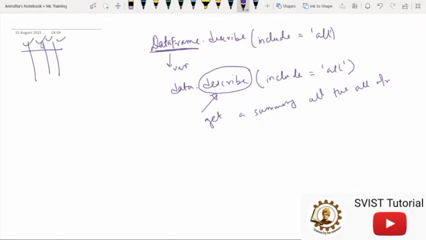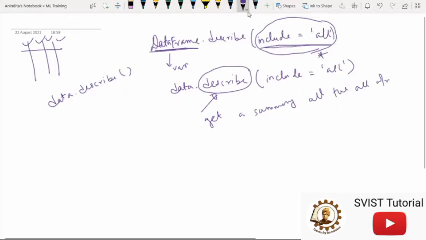And now the question is why I have written this one? Because on the internet you will find the syntax as just data.describe. That's it. You will rarely find this kind of syntax. So now we have to understand why I have written this one. You have to make a note about this point.